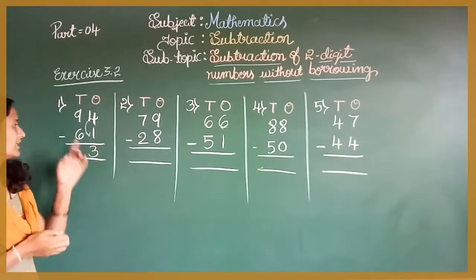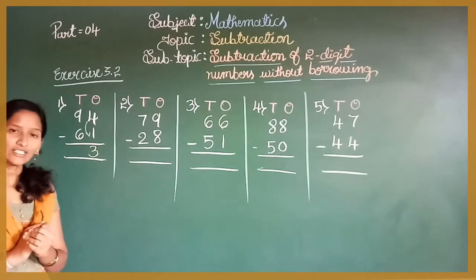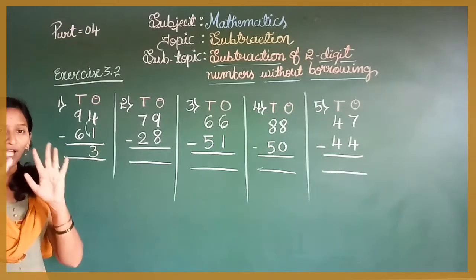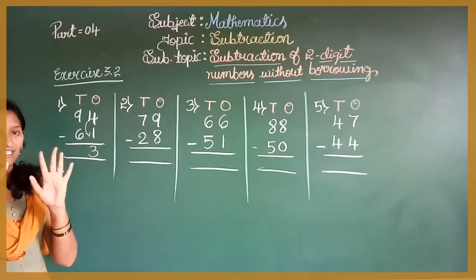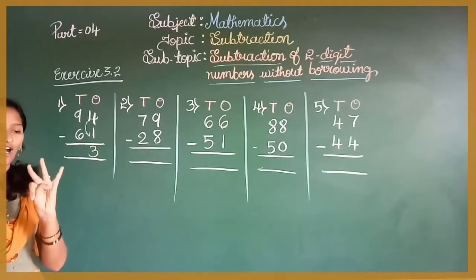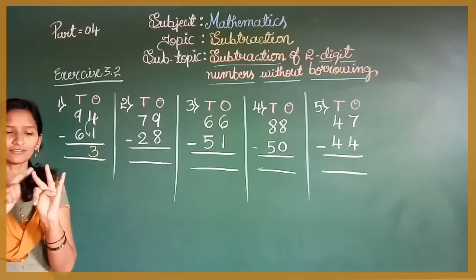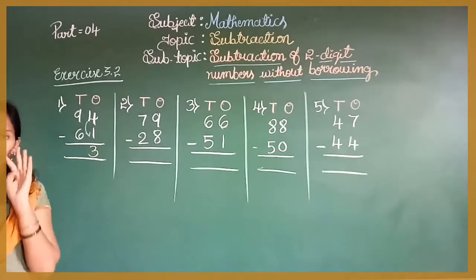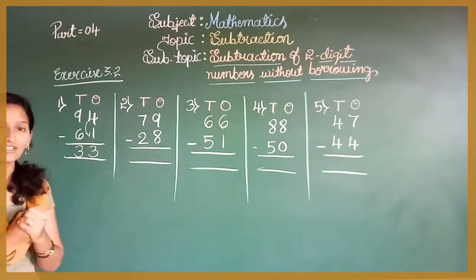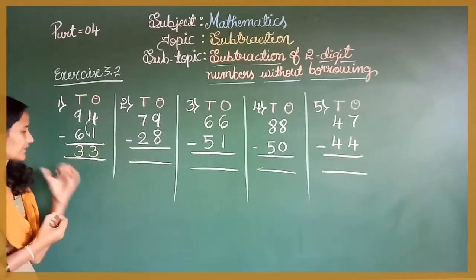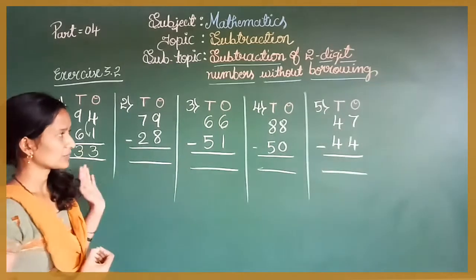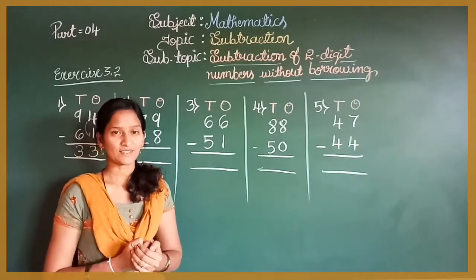Next, 9 minus 6. What is 9 minus 6? So, in 9, you have to subtract 6. Look here, 1, 2, 3, 4, 5, 6. How many fingers are left? 1, 2, 3 fingers are remaining. So, write here 3. So, what is our difference? 33 is our difference. In the same way, you have to solve the rest of the 4 problems.